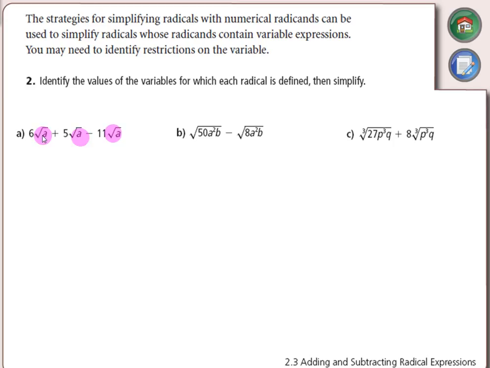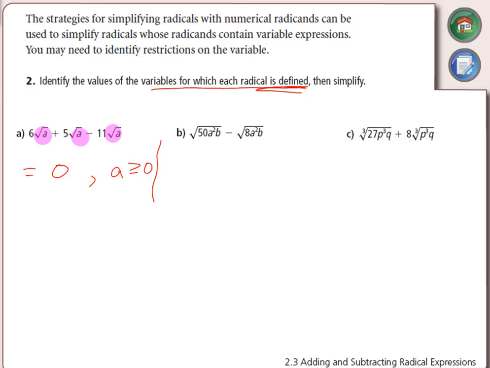So they're like terms. Let's add them together. 6 plus 5, that's 11 minus 11. They canceled off. That gave us 0. But because we have a radical with a variable, we've got to make sure we're always looking at where they're defined. So the answer is 0, but this will only work if a is greater than or equal to 0. Our radicand has to be positive.